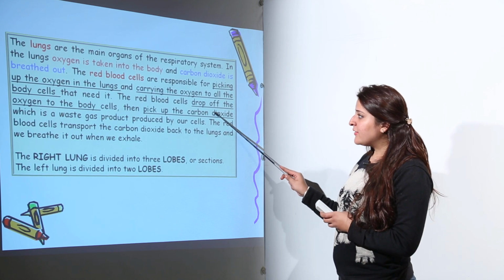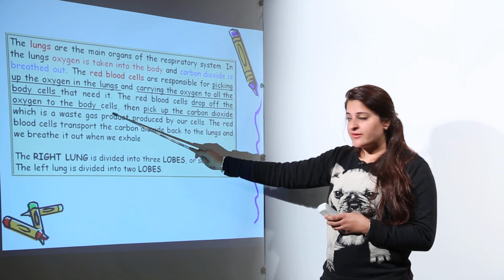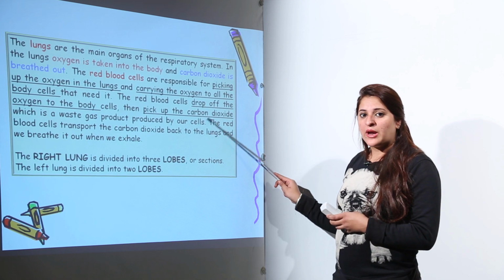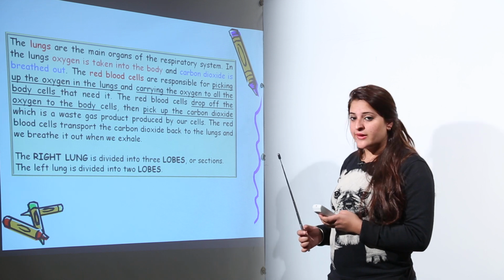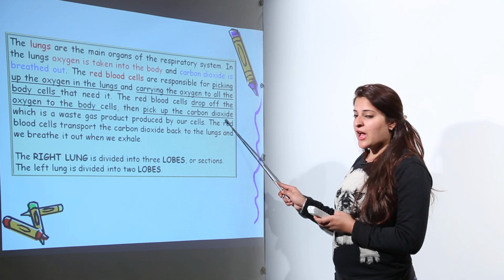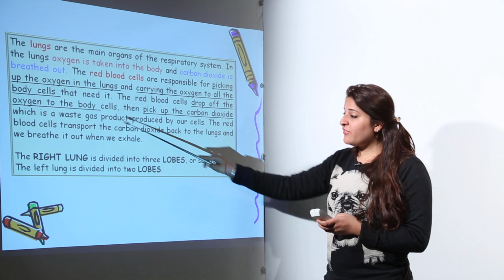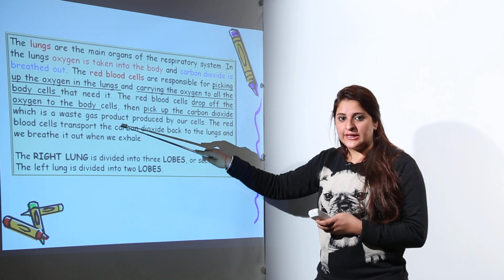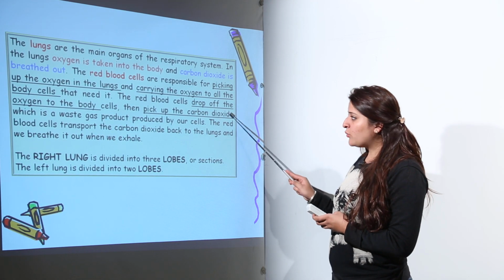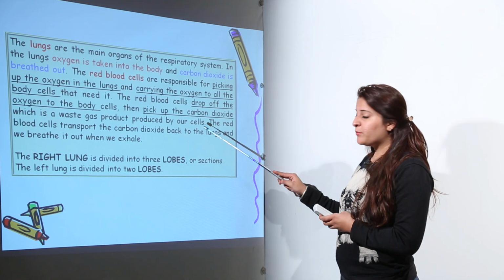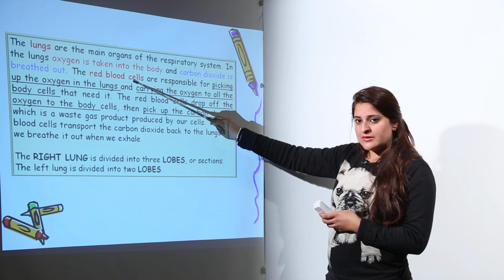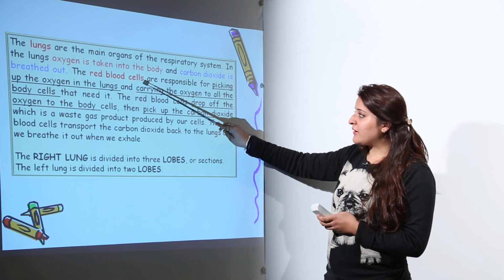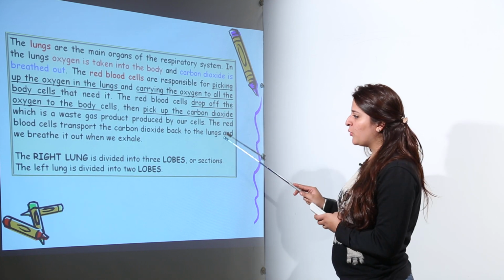The red blood cells later drop off the oxygen to the body cells, and then what do they do? They pick up the carbon dioxide from those cells, which is a waste gas that is not needed by the body cells. So they pick up the carbon dioxide and put it out of the body. This is what RBCs are known to do, with the help of the pigment present in them, known as hemoglobin.